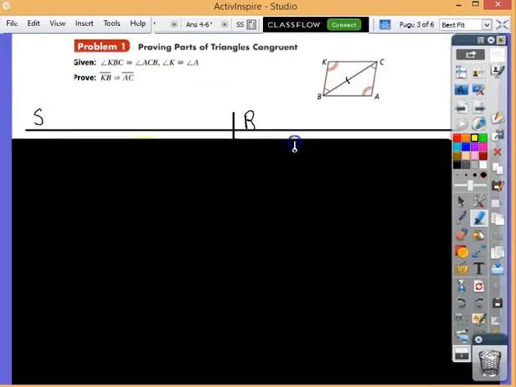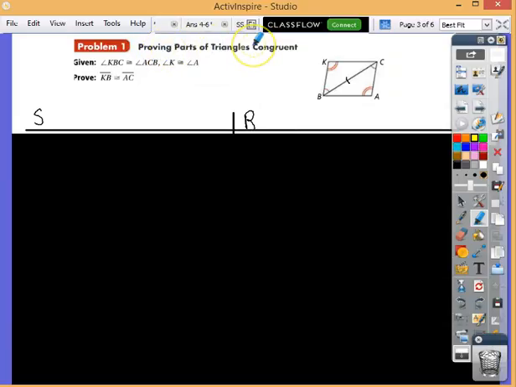So the proof starts out with proving parts of triangles congruent. We're given that angle KBC is congruent to angle ACB. So KBC, this angle down here, is congruent to ACB. ACB is this angle up here, and they're already marked. And angle K is congruent to angle A. So they're already marked on the drawing, the given information.